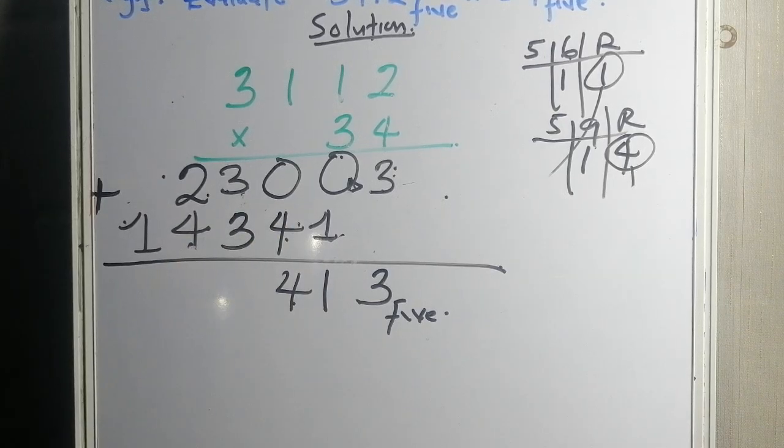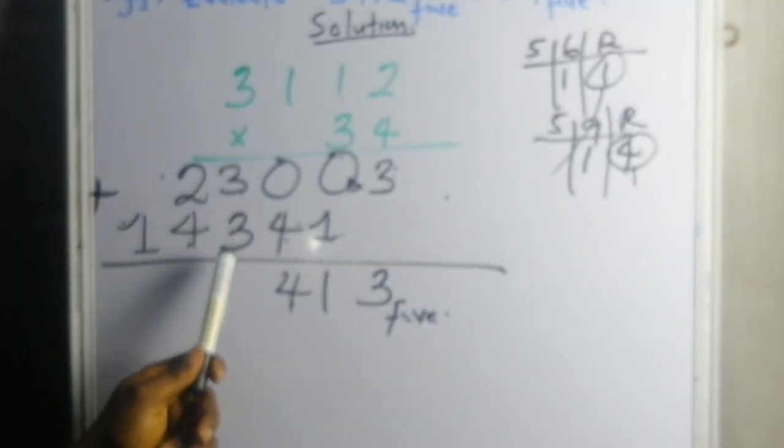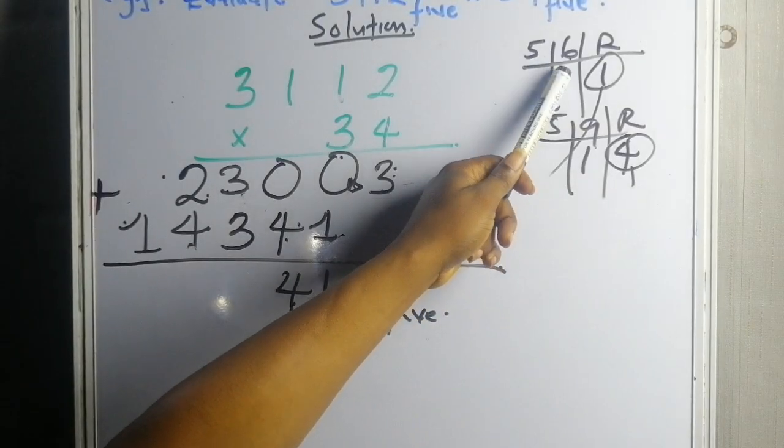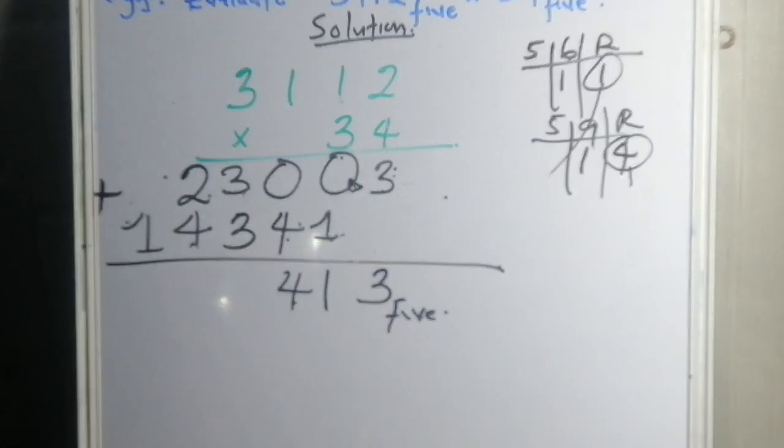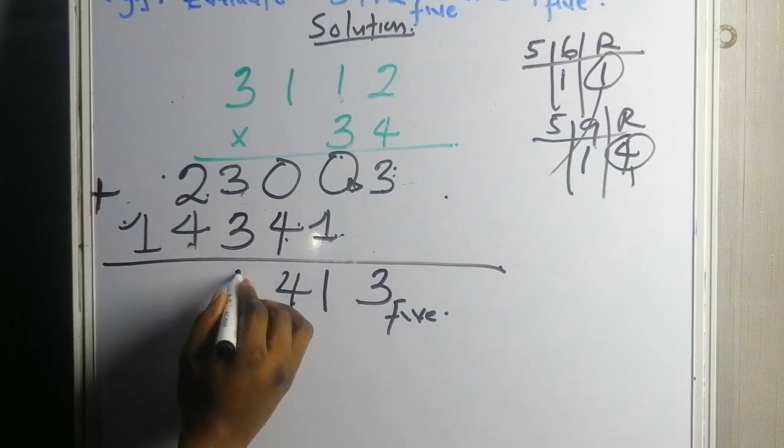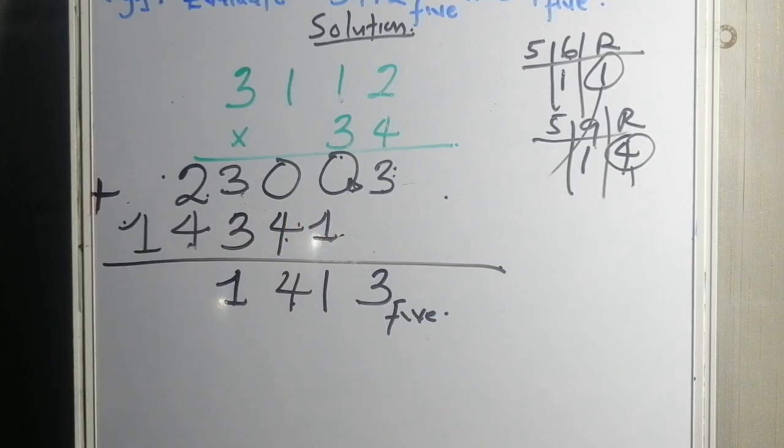6. Do the same thing here. 3 plus 3 is what? 6. How many times 5 can go in 6? 1. Remainder 1. Come and write the remainder. Okay? Keep the 1 that 5 can go in 6. 4 plus 2 is what? 6. Okay? 6 plus the 1 that 5 can go in 6 is what?